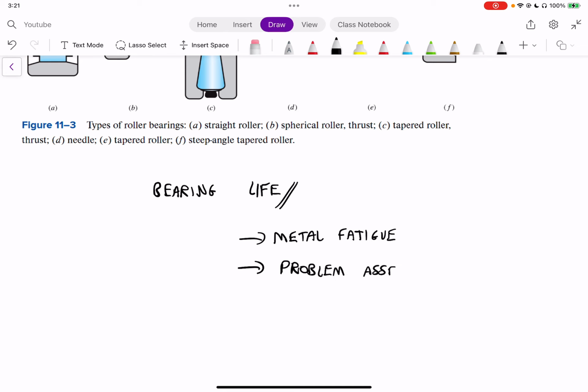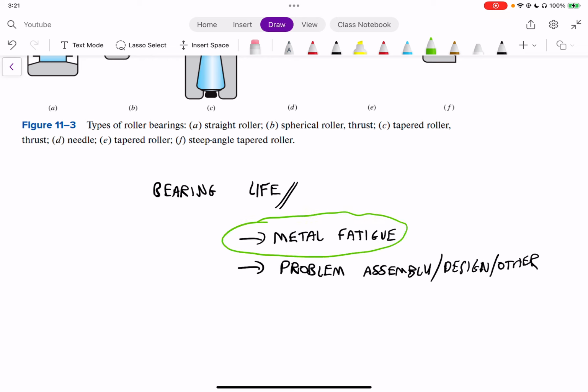with assembly or design or other. So if there is a general problem. Now, what we're going to focus on is bearing life assuming that we have only metal fatigue. So we're going to always assume that the operation of our bearing and everything that we do with our bearing is done in a way that is the most optimal, and therefore we won't have any other types of problems. Two different types of problems that we could have, so I'll just work from there.